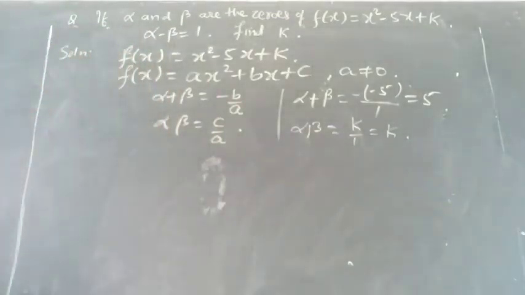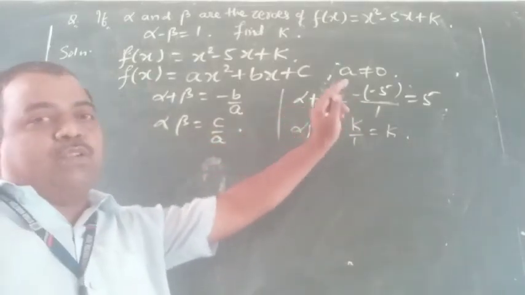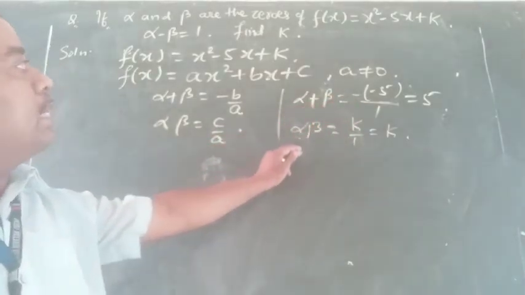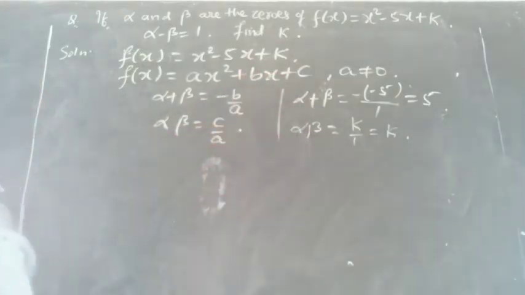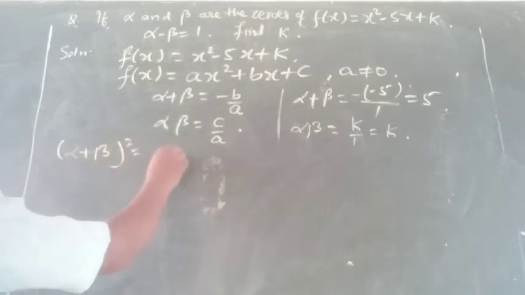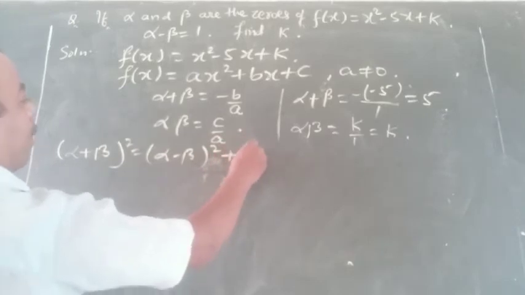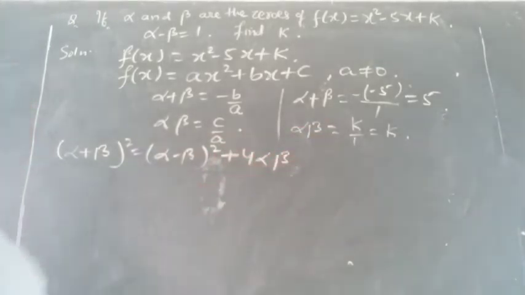Okay. So what is the value of alpha plus beta? Minus b by a, the minus of minus 5 by 1, that is 5. Alpha plus beta value is 5. Alpha into beta, c by a, k by 1. Now use the relation: alpha plus beta whole square equal to alpha minus beta whole square plus 4 alpha beta.